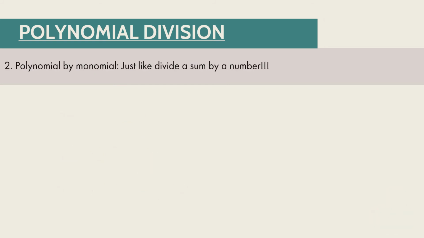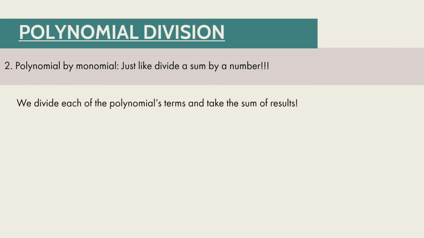Okay. Now move one step further. We divide a polynomial with many terms by a monomial. It is just like dividing a sum by a number. We are all familiar with this, right? Divide a sum by a number. So we divide each term of the polynomial by the divisor and take the sum of all results.